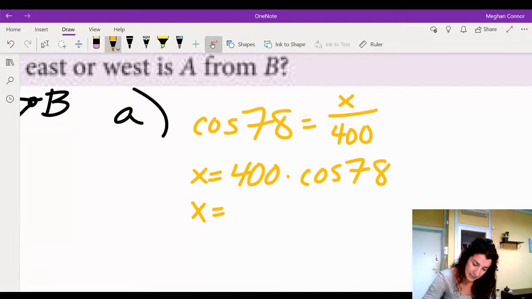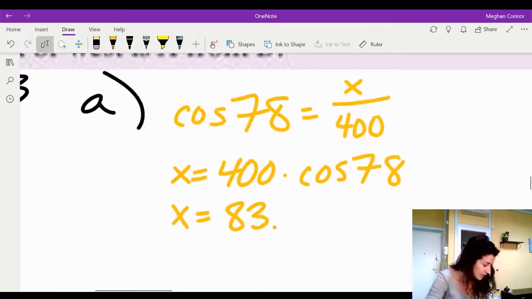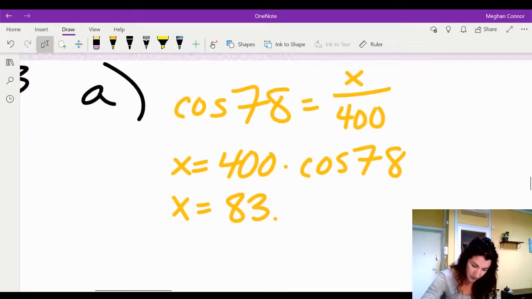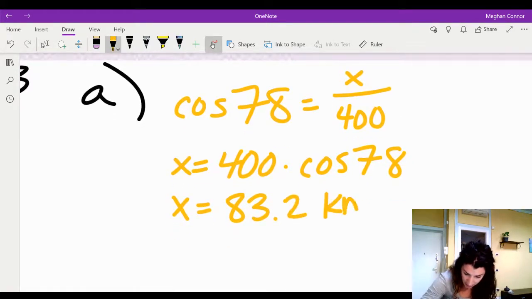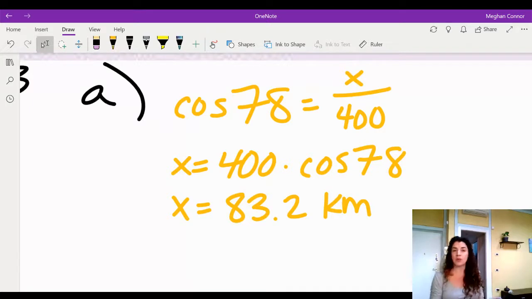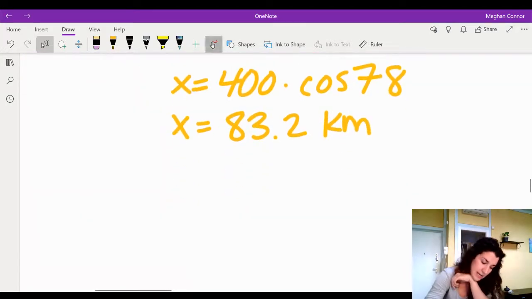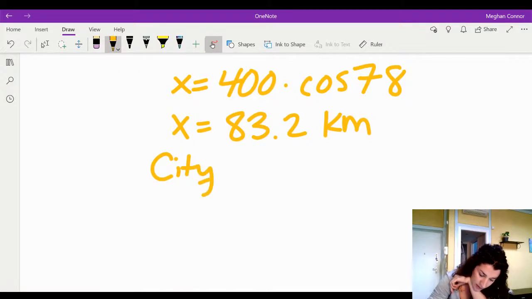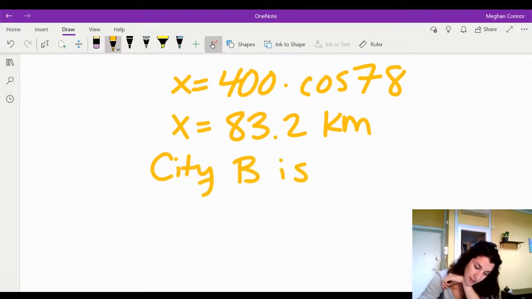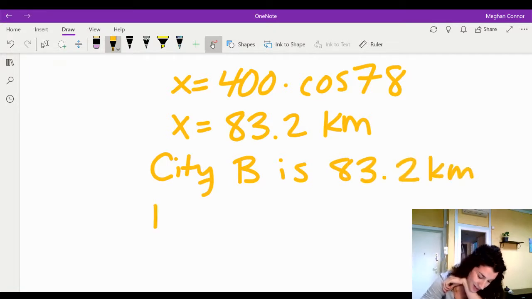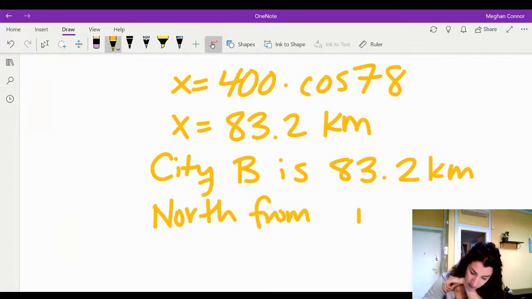And I get that x is equal to 83. Does it say how many decimals? Nope. We'll do 3 significant figures, 83.2 kilometers. So if we wanted to know how far north or south city B is from city A, you can say city B is 83.2 kilometers north from city A.